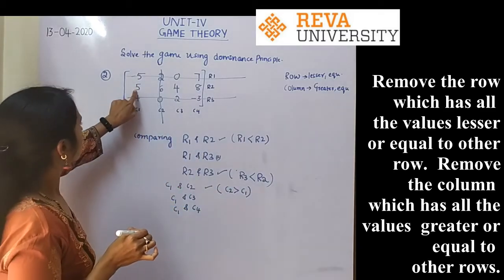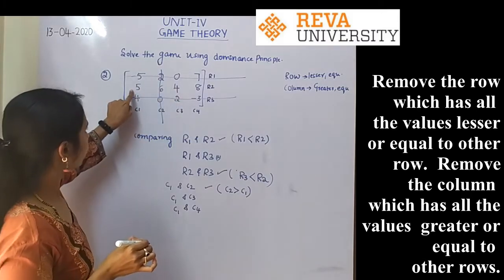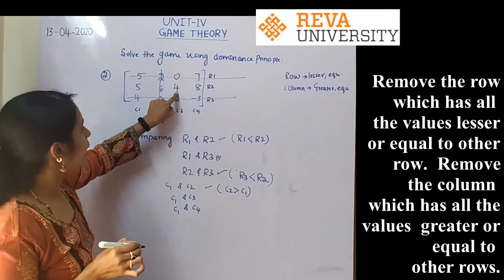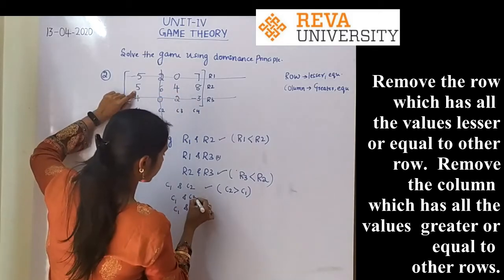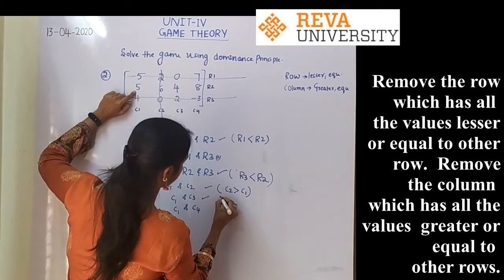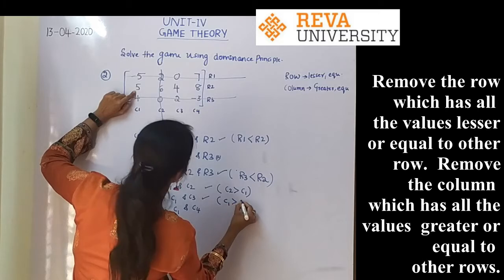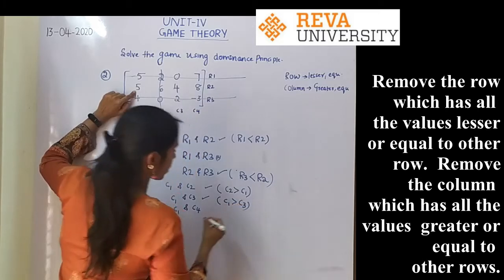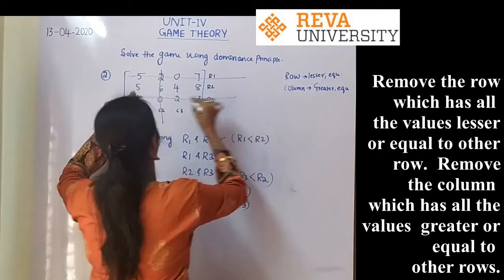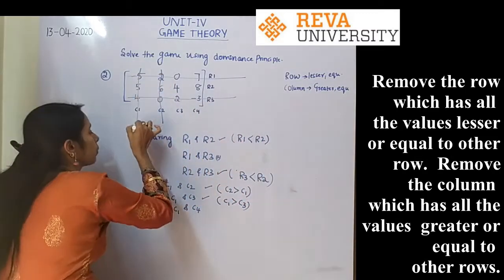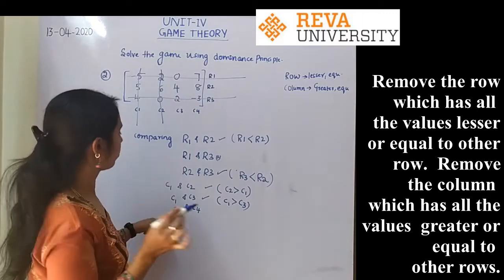Then C1 will be compared with C3. Which is the greater here? C3 is greater, so C1 is less than C3 holds good. Which one do I have to rule out? The one which has the greater value, so this is also ruled out. Since C1 is ruled out, no need to compare it.